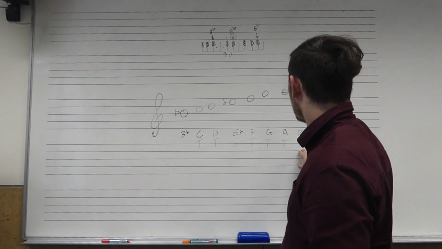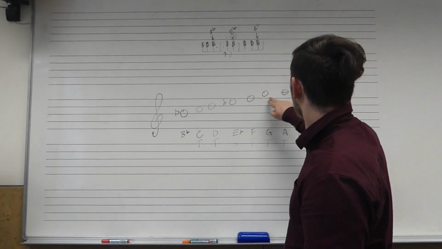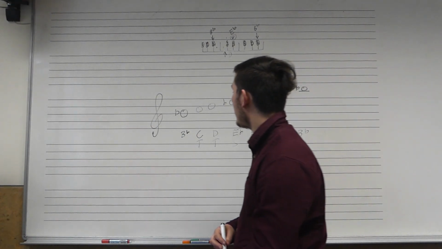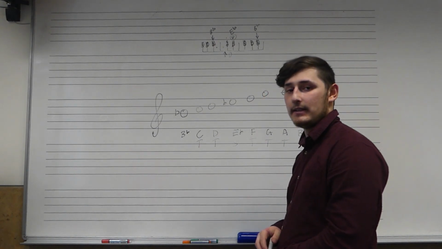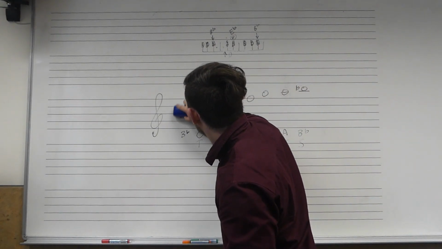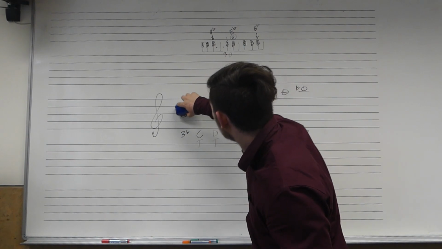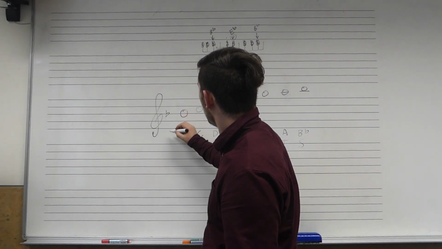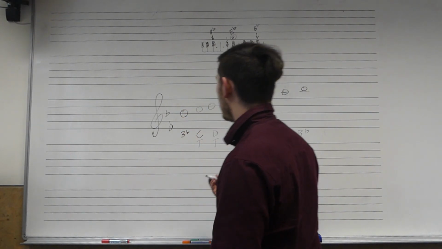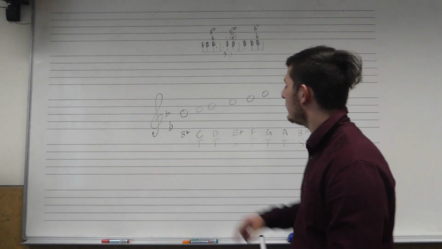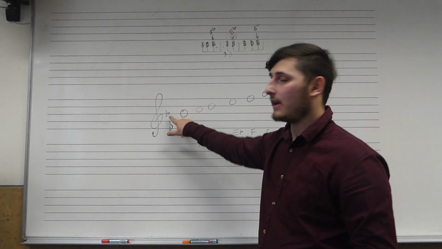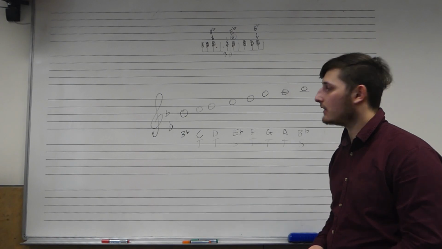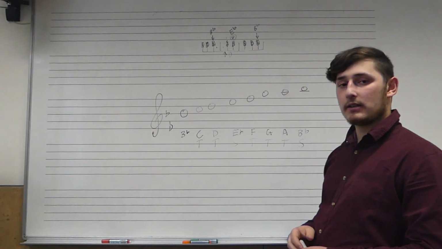Then if we continue through, you will work out that there are no other flats. So in this case we have B flat and E flat. If we get rid of these flats and put up our key signature here, we have all the B's flattened and all the E's also flattened. So here we have the B flat major scale.